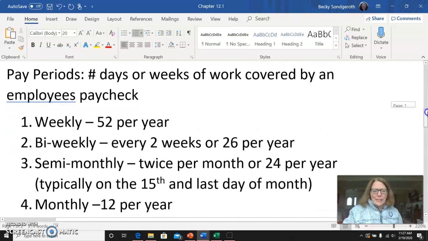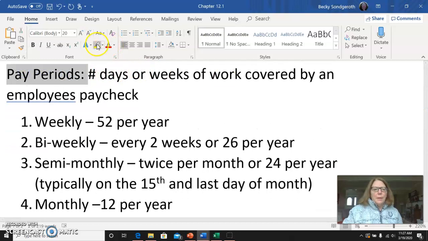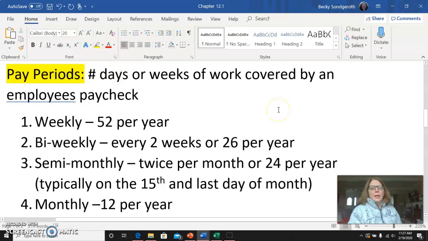So the next thing that we're going to talk about is pay periods. Pay periods are the number of days or weeks covered in the paycheck itself. So if I'm paid weekly, I'm going to get 52 paychecks a year because there's 52 weeks in a year. If I'm paid bi-weekly, the second one, I'm going to get 26 paychecks a year because there are 52 weeks in a year. Getting paid every 2 weeks, that's 26 of them.